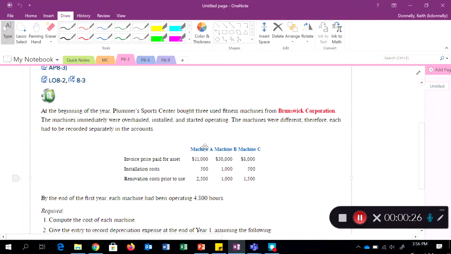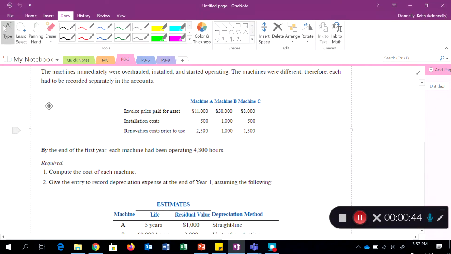Plumbers Sports Center bought 3 used fitness machines from a company. The machines were overhauled, installed, and started operating. The machines were different, therefore each had to be separately recorded in their own accounts. So essentially what's going on here is they're saying, hey, we bought 3 machines, machine 1, machine 2, and machine 3.